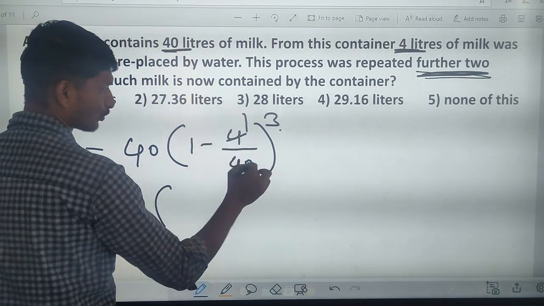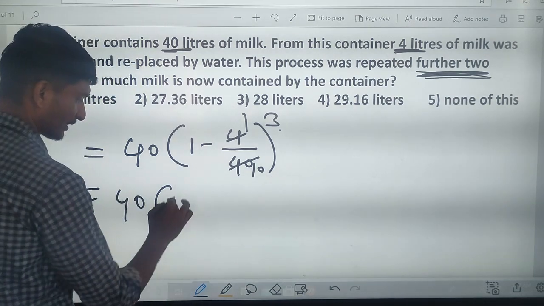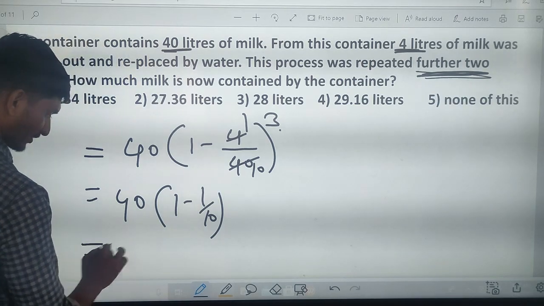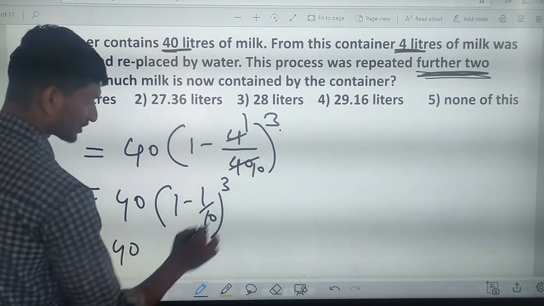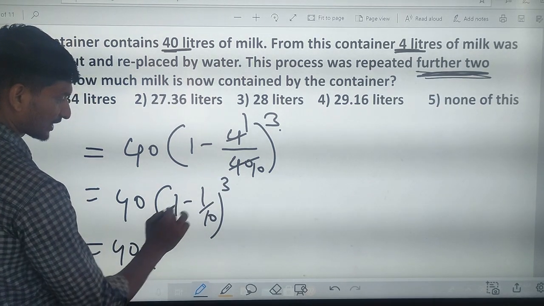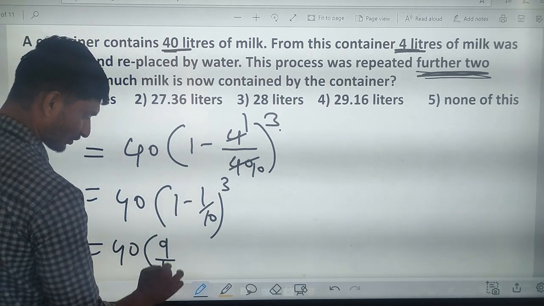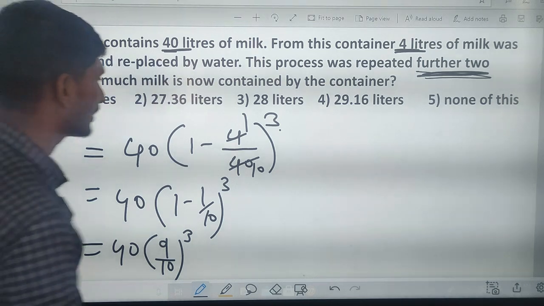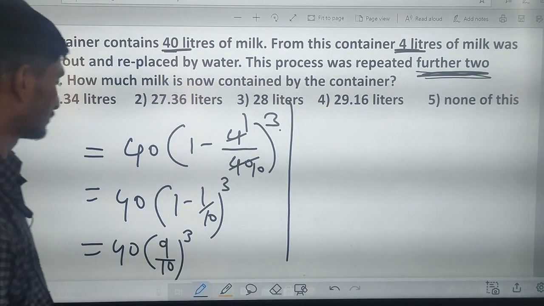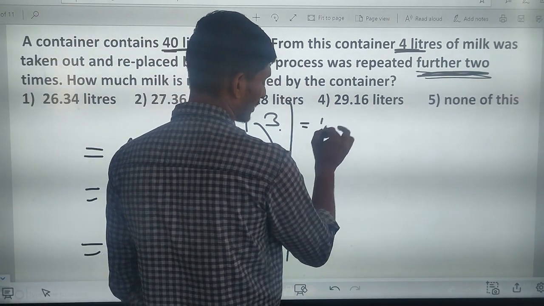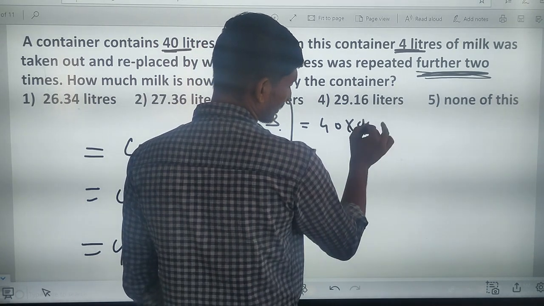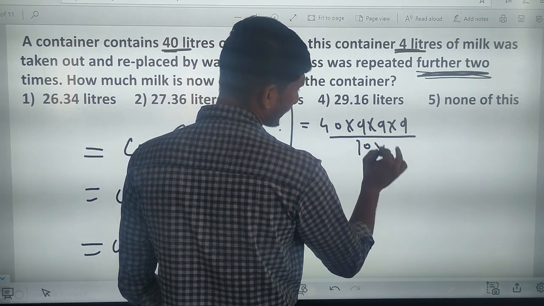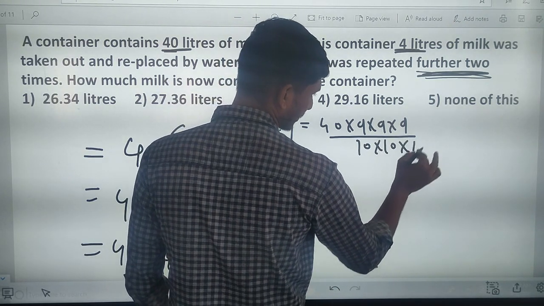4 by 40 is 1 by 10, so 1 minus 1 by 10. Now here we write this process is 3 times. 10 minus 1 is 9 upon 10. This process is further repeated 3 times. Now here the answer is 40 into 9 by 10 into 9 by 10 into 9 by 10.